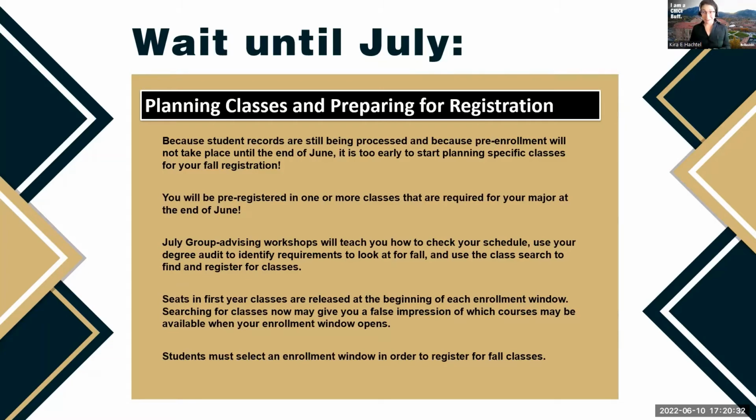July group advising workshops are designed to teach you how to check that schedule and then how to use your degree audit to identify requirements to look at for fall, and also how to use the class search to find and register for those classes. Please also be aware that seats in first year classes are released at the start of each enrollment window. So searching for classes now might give you a false impression of which courses will be available when you actually go to register for classes during your enrollment window.